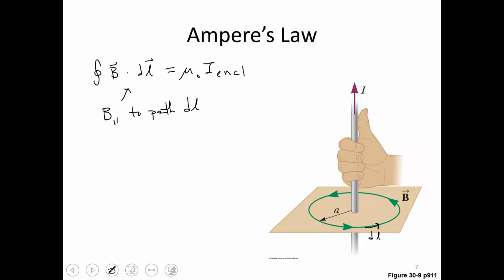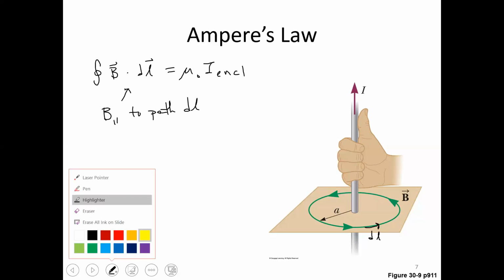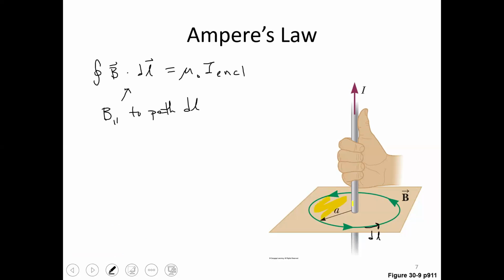If we look at little bits of this path, we're going to call them dL. We're going to go around that whole circle. So this integral is actually the circumference of that circle, from 0 to 2 pi a, since a is our radial distance there. And that should tell us something about the current that we've enclosed. What we're really looking at is the area enclosed by the path, and the current that punctures through that area, which you can see in the image right there.